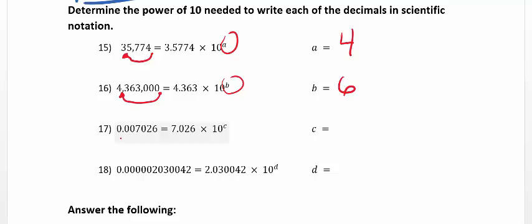Our decimal here moved between the 7 and the 0. Now this is a very small number, so we're going to have a negative power that's going to go in place of c here. We moved it 3 places to the right, so that's going to be a negative 3. We're going to take this decimal here and move it between the 2 and the 0. It's a very small number, so it's going to have a negative power, and we moved it 6 places to the right, so d is going to be negative 6.